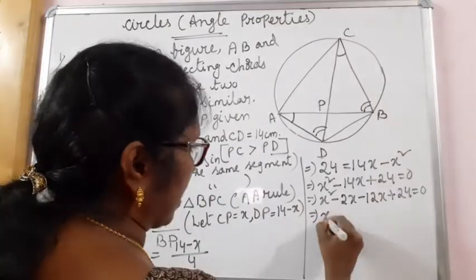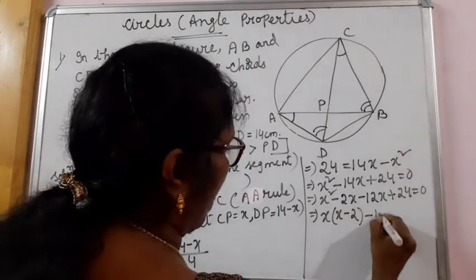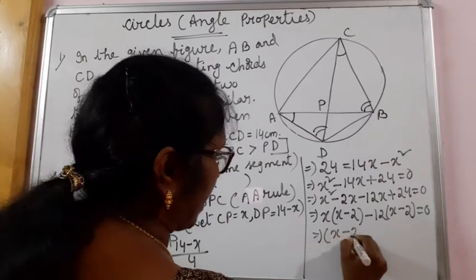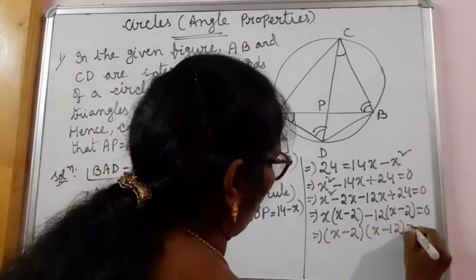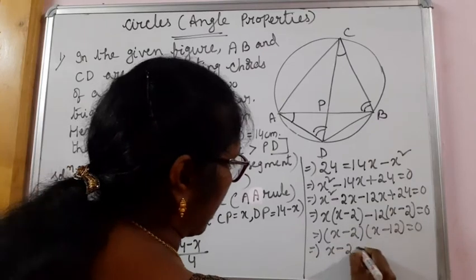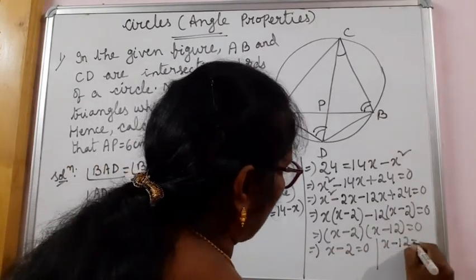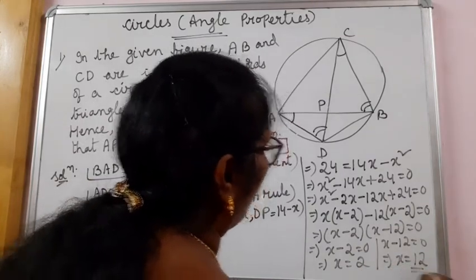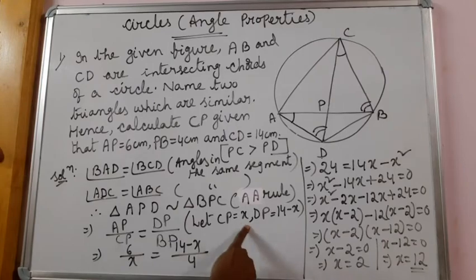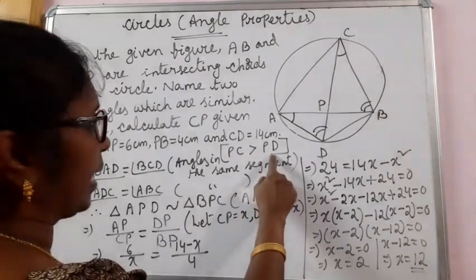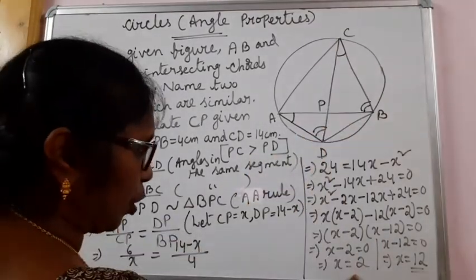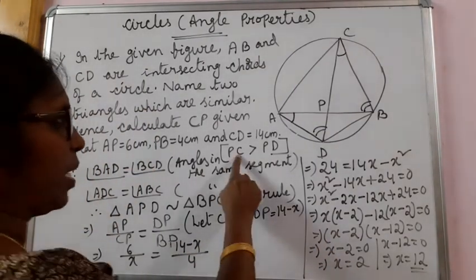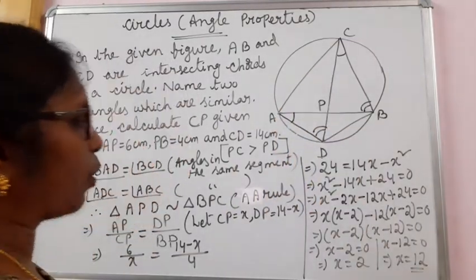Now in both x is common, x minus 2 and x minus 12 common, x minus 2 is common, into x minus 12 is 0. That implies x minus 2 is 0 and x minus 12 is 0. That equals x equal to 2, here x equal to 12. So we took CP as x and also PC is greater than PD given. If CP is 2, then DP will be 14 minus 2, 12. But it is given that PC is greater, so x is 12 we have to take.